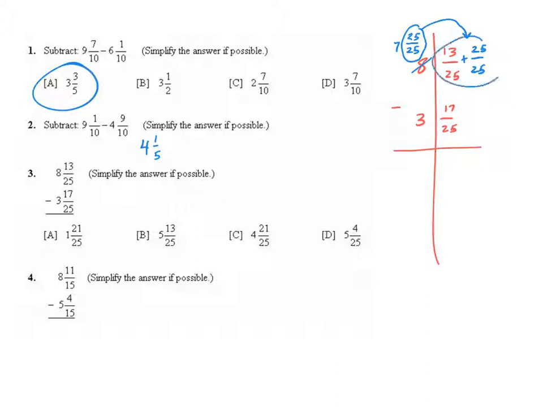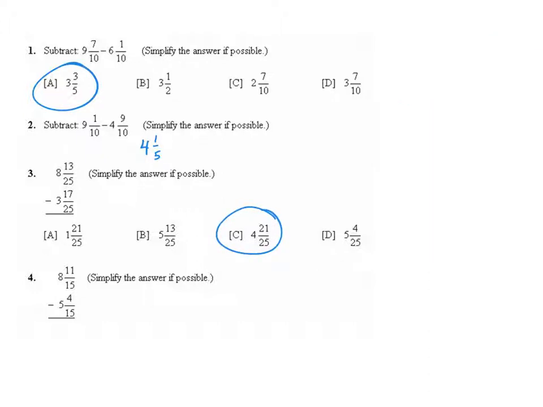So altogether, I now have 38/25, and I can take away 17/25 now. 38 minus 17 is 21 over 25. And then 7 wholes minus 3 wholes is 4 wholes. And we are in simplest form because 21 and 25 share no common factors.